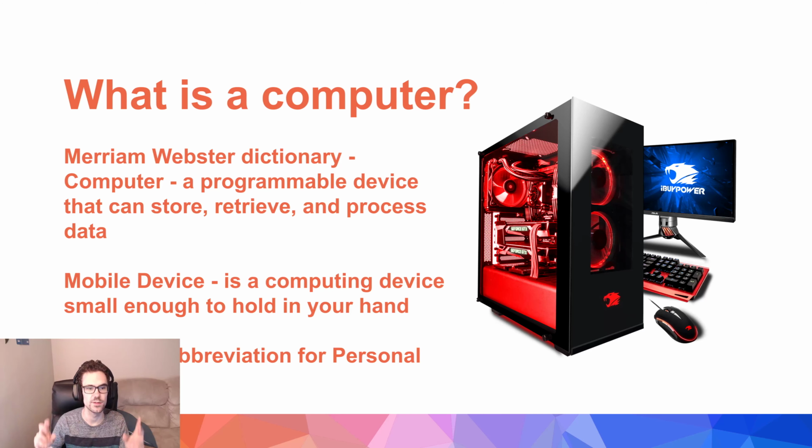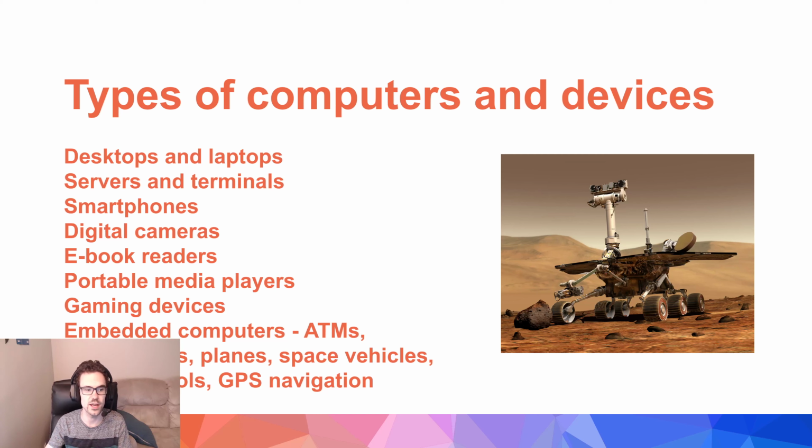All right. So there are many types of computers. As we get into the different parts that are in a computer, there's desktops, laptops, servers, terminals, smartphones, digital cameras, ebook readers, portable media players, gaming devices, embedded computers such as ATMs and in automobiles, planes, space vehicles, machine tools, GPS navigation, you name it. The sky is the limit. There are so many different types of computers.